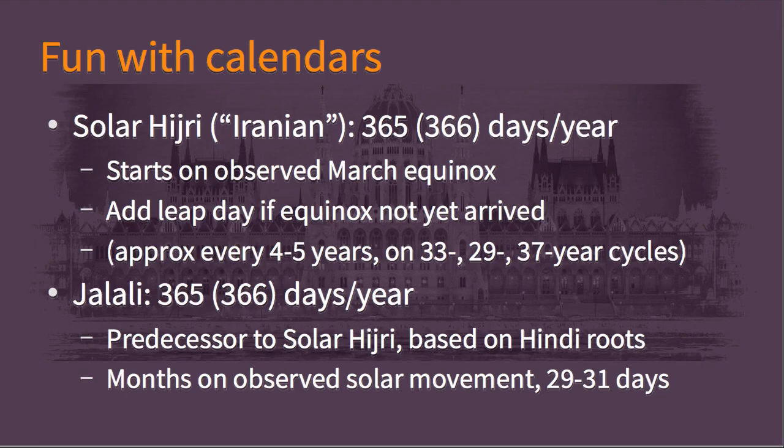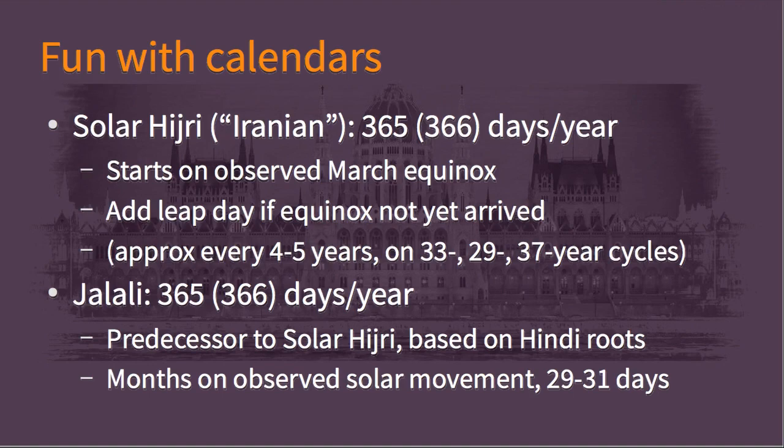The year begins on the observed March equinox, and my understanding is that the rule for adding a leap day is you count through 365 days of the year from the previous March equinox, and you look at your sundial, and if the next year's equinox has not yet arrived, you throw in a leap day at the end of the year. And so that means that the leap day arrives every 4 to 5 years on various cycles, which are described as 33-year cycles or 29-year cycles or 37-year cycles.